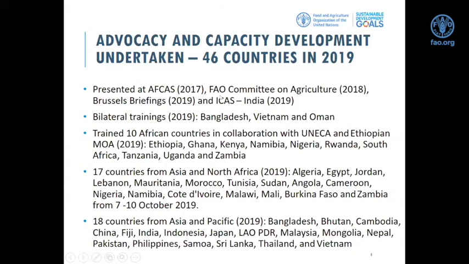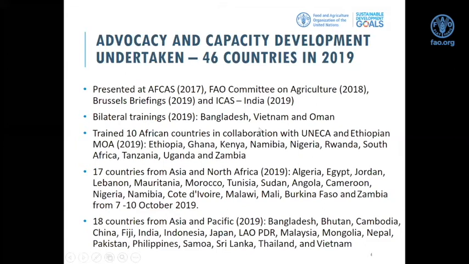The indicator was presented at the FAO Committee on Agriculture in 2018. Then it got presented at the Brussels briefing at the European Commission in 2019. And then at the International Conference on Agriculture Statistics in India, 2019.